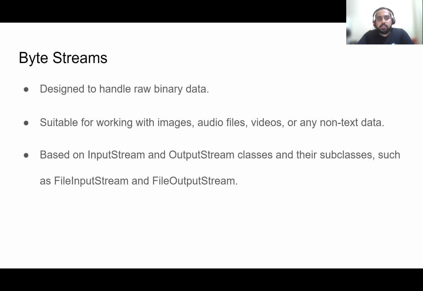Okay, let's see first, byte streams. It means it is designed to handle raw binary data. It will be suitable for working with images, audio files, videos, or any non-text data. All of this non-text data we can process using byte streams. And in these byte streams we have some subclasses and subinterfaces which help us to achieve this.